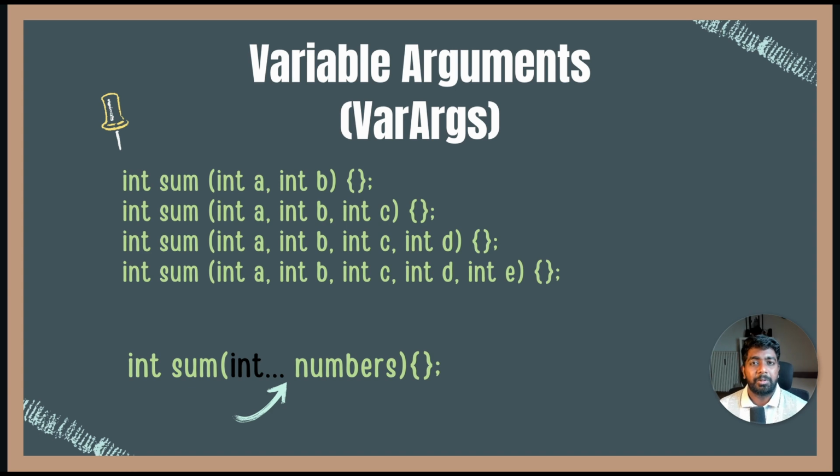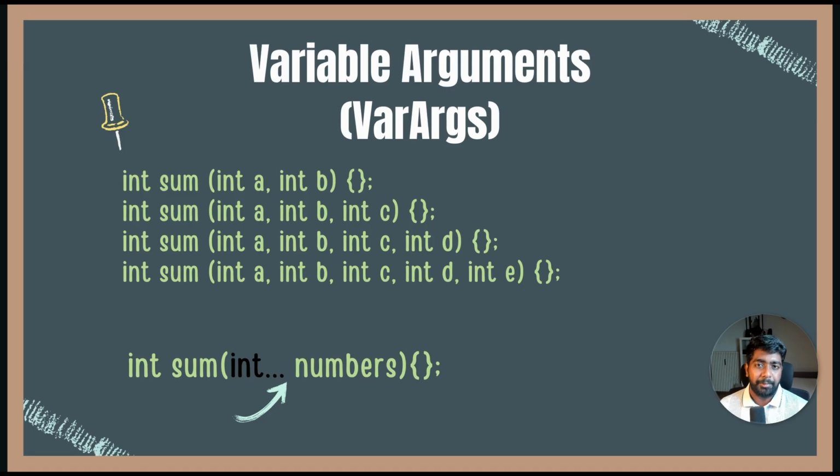Later, this grows over time. Let's imagine so. But that means there is no upper limit to the number of parameters included in this method. That's why in Java, we have something called variable arguments. In varargs, there is no upper limit. It is denoted with 3 dots along with the data type.